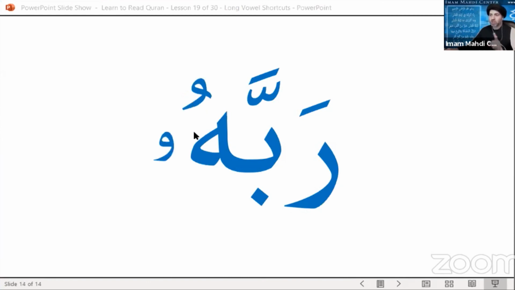So this is one way that the long vowel shortcut for this ha is written. The other is that it will have a dhamma and a small tiny waw after. Not the regular waw, not the actual letter, but you'll see a very small waw after. This is also pronounced rabbahu. The first one is pronounced rabbahu. The second one is also pronounced rabbahu. Same word, same meaning, same pronunciation. It will just be written differently depending on the print of the Quran that you are reading. So that is the end of our lesson for tonight.